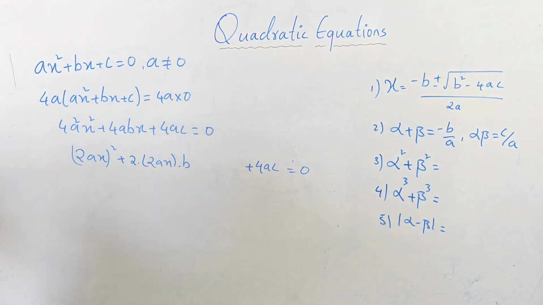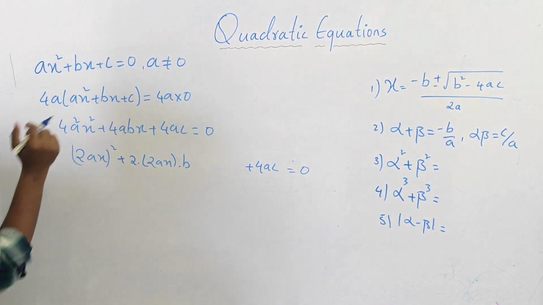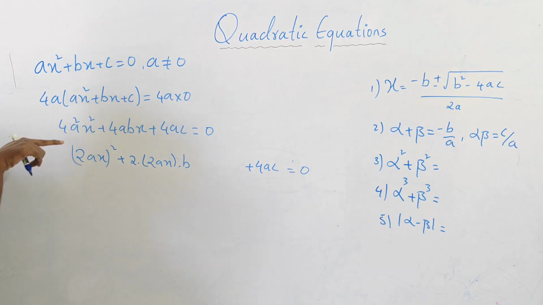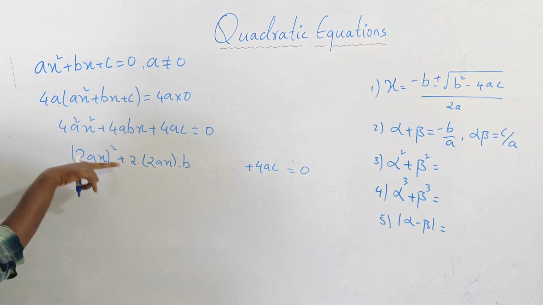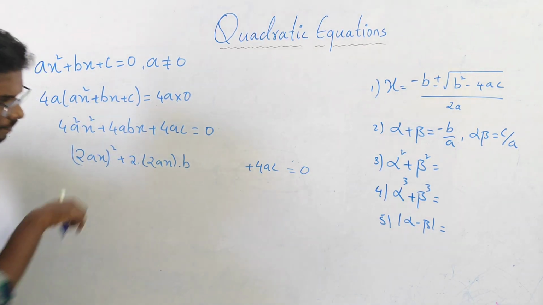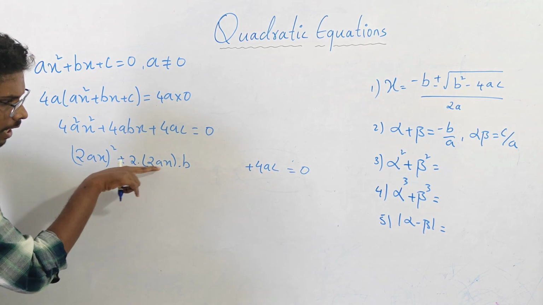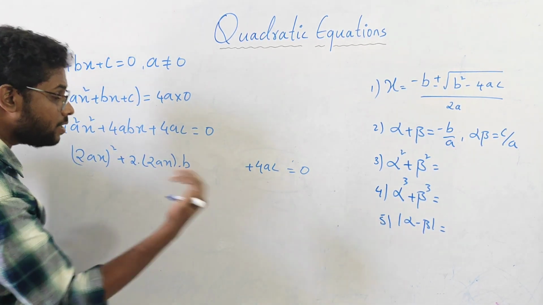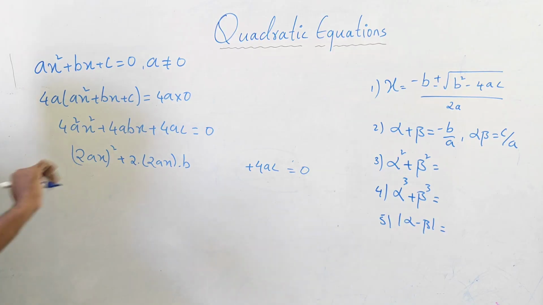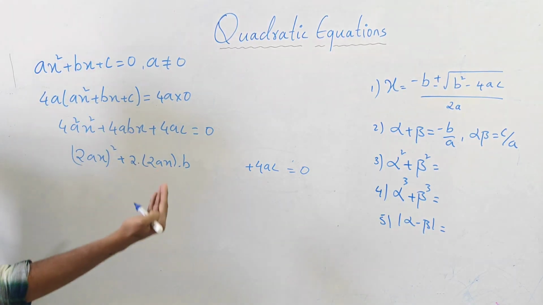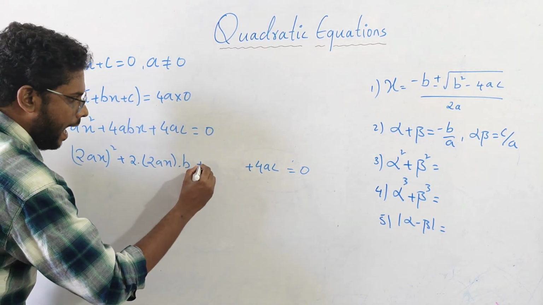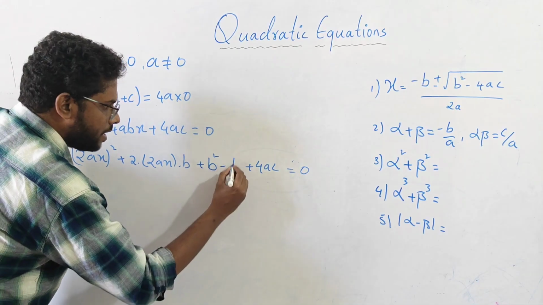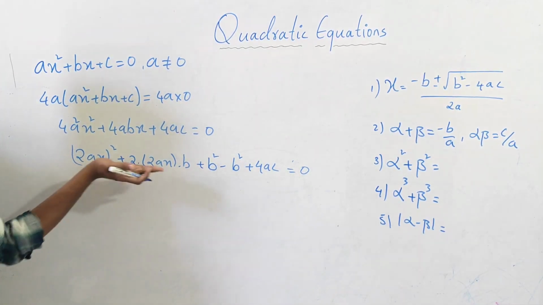Look here, I need to write this equation in the a plus b whole square formula. So here you can observe this is a square plus 2ab, correct? The a plus b whole square formula is a square plus 2ab plus b square. Where is b square? b square is not there. In order to get b square, I will add b square and subtract b square. Understood this step?